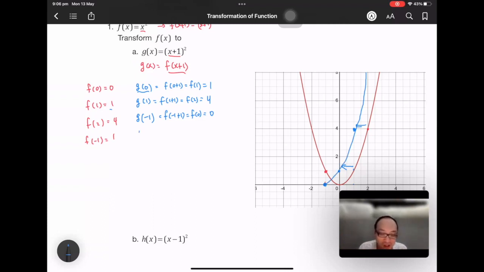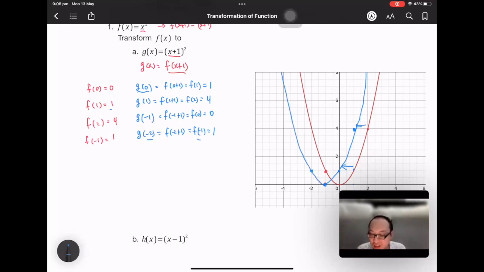How if I find g(-2)? It will be f(-2 + 1), which equals f(-1). So f(-1) is 1. So here, g(-2) equals the value of f(-1). So it will be like this.